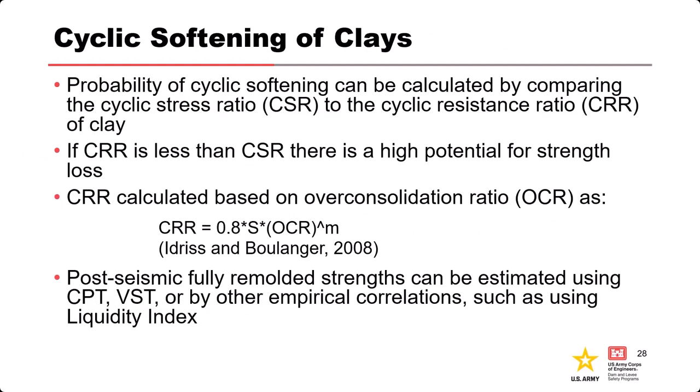For cyclic softening of clays, there's a protocol in there as well, for calculating factor of safety for triggering of cyclic softening of clays. Basically, the cyclic resistance ratio is a function of the undrained shear strength of the clay. There are equations in there for calculating that cyclic resistance ratio based on S, the undrained shear strength ratio of your clay in the normally consolidated range. And then you would use the OCR, so some of the stuff we talked about yesterday: how much pre-loading does it have?